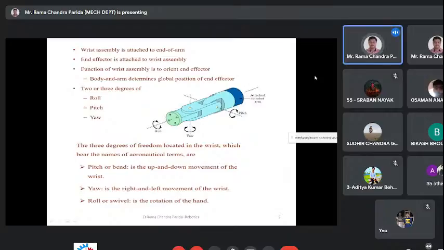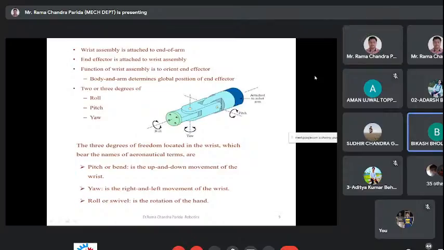Three types of rotational motion, are you clear or not? Pitch, roll and yaw. Look at your hand, the palm portion. Can you move your palm up and down or not? Yes, sir. So what is this motion called? Then roll is just a rotation of your palm. You get it? Yes, sir. So this is the type of motion by the end effector.